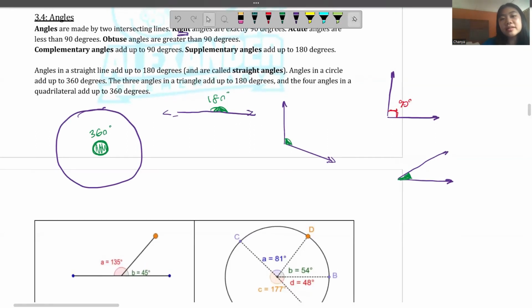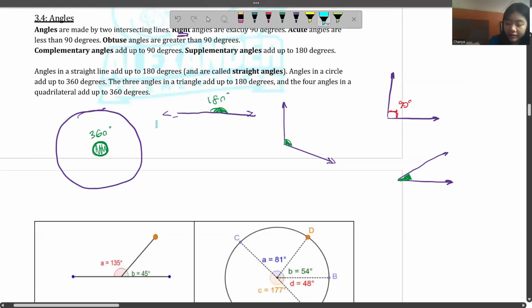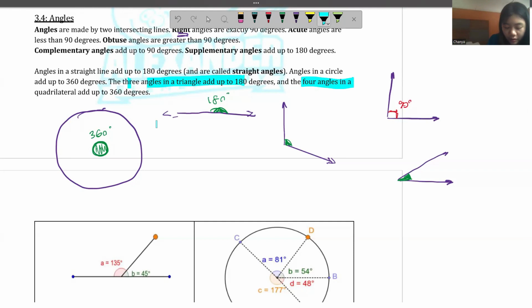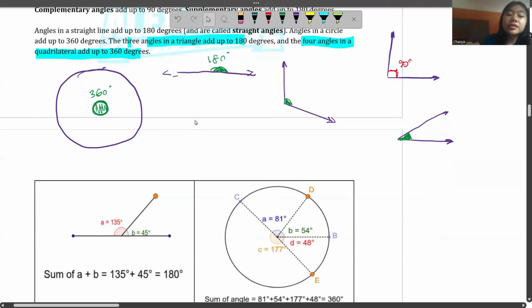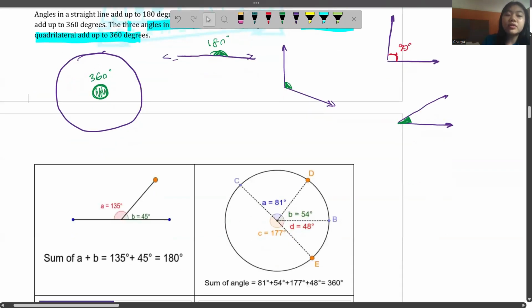And finally, just some good things to know. The 3 angles in a triangle add up to 180, and 4 angles in a quadrilateral add up to 360 degrees. So this is just a brief overview.